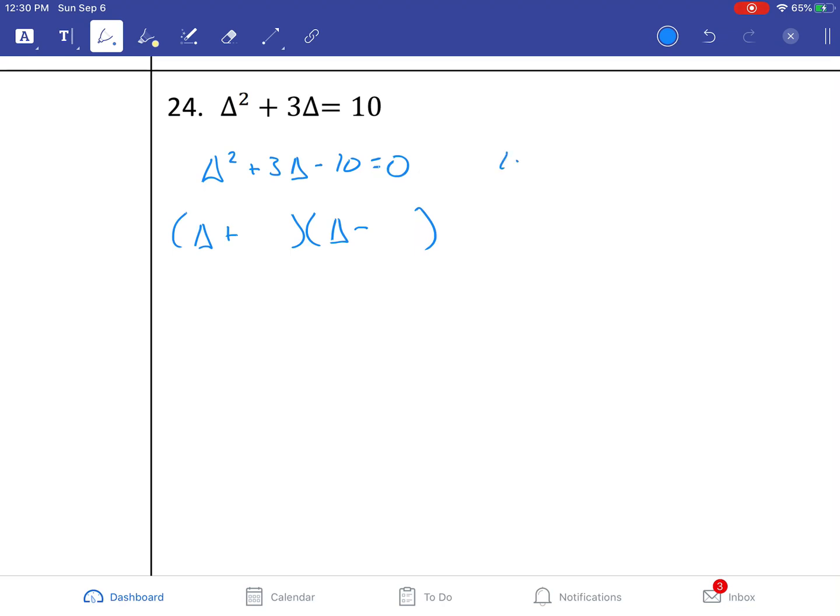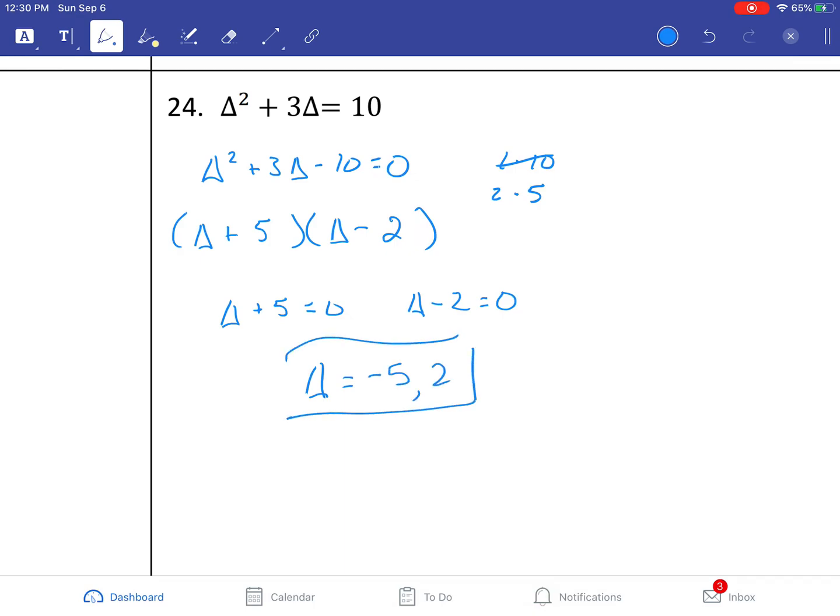The factors of 10 are 1 times 10 and 2 times 5. Since the signs are different, we're going to subtract. Well, 1 and 10 gives you 9, but 5 and 2 gives you 3. So we're going to put the biggest number first. All right, and now we're going to take each one of our factors and set it equal to 0. So triangle will equal negative 5 and positive 2.